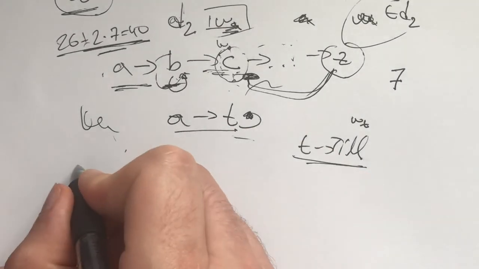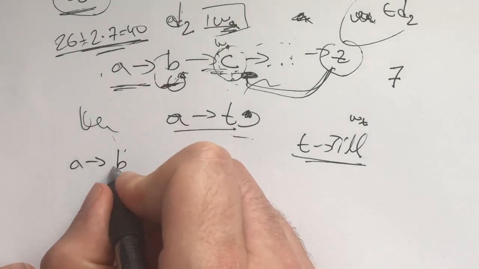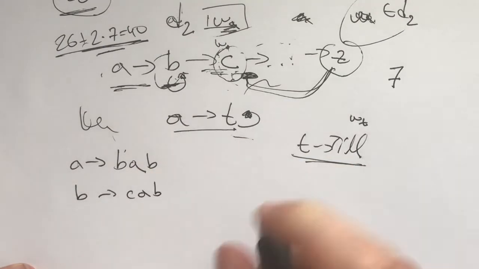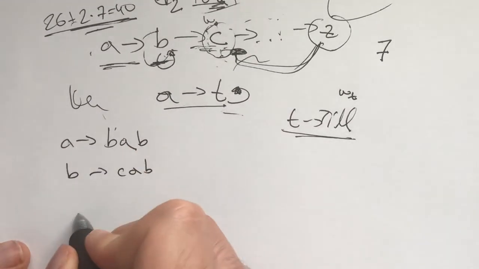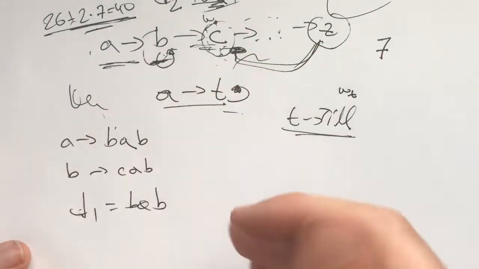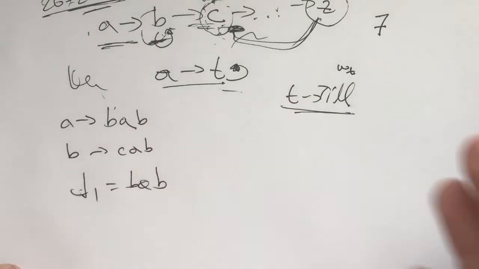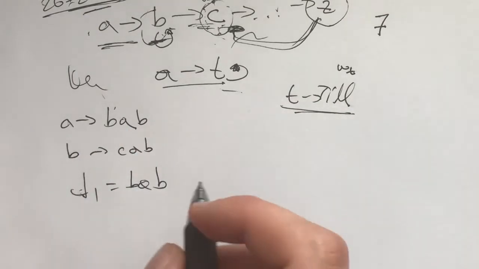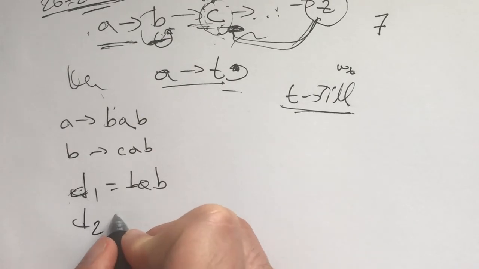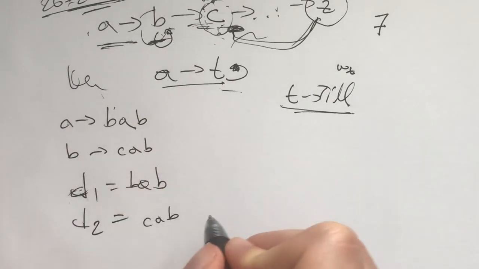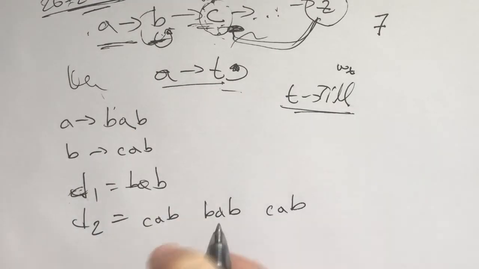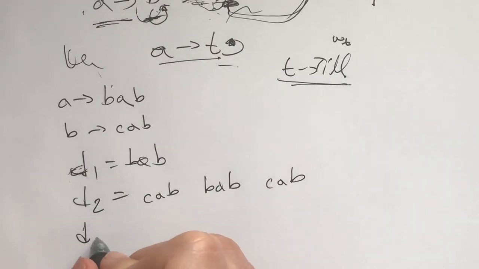Let me give an easy example. Let's say A goes to Bab. Let's say B goes to Cab. I don't know, let's say this. So the first document is going to be Bab. Like, these don't have to be actual English words. Okay, D1 is Bab, and then D2 will be Cab, Bab, and then Cab, and then document 3.